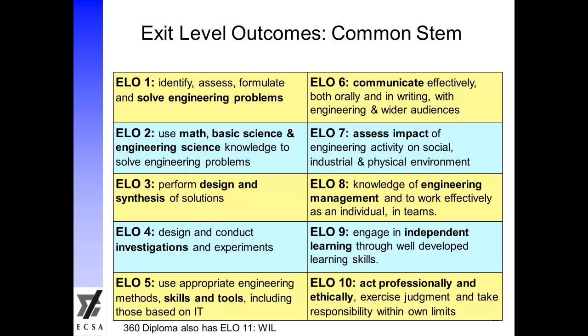All engineering qualification standards at all levels have a common stem of exit level outcomes. For example, exit level outcome 1 deals with solving engineering problems, and exit level outcome 10 deals with acting professionally and ethically. The 360 diploma also has an 11th exit level outcome related to work-integrated learning. Please take a moment to familiarize yourself with the common stem of exit level outcomes.